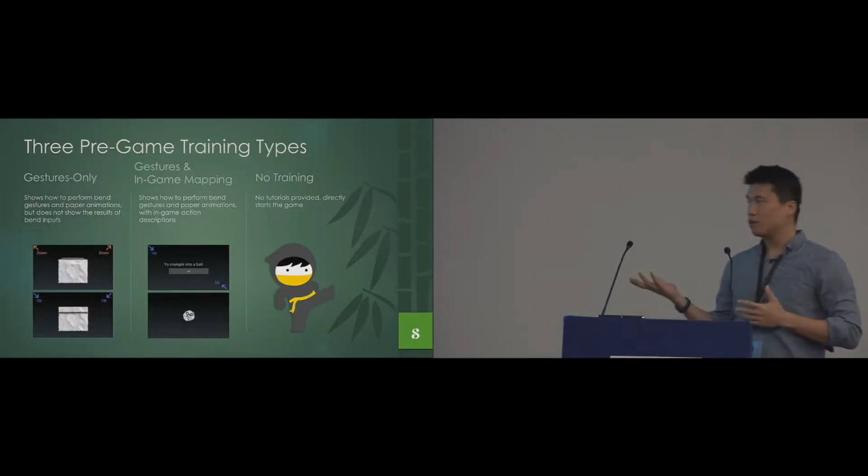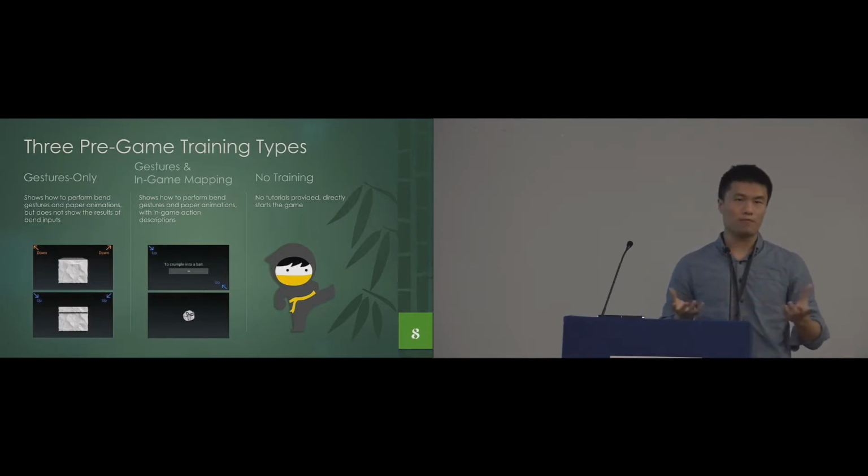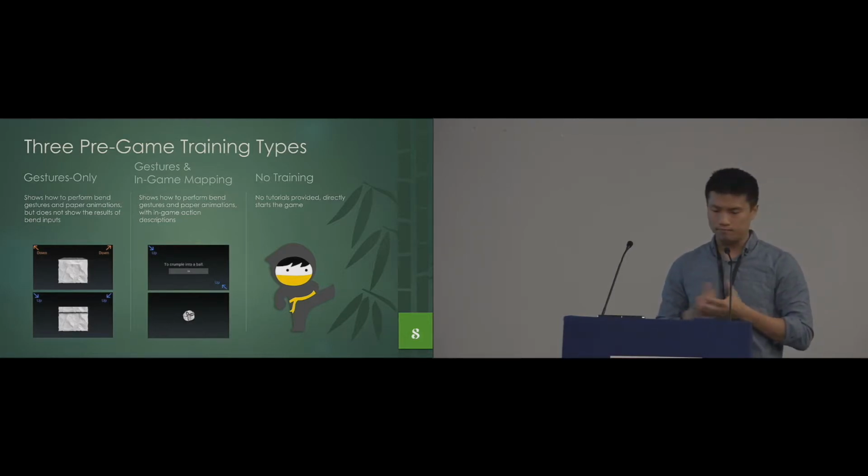All right. So with that, let me go to the next slide. Yep, so we have the prototype, we have the game. As I mentioned, we were interested to see if someone can actually learn those bend gestures, because after all, it's kind of like a novel interaction mechanism. So we have 3 pre-game training conditions.